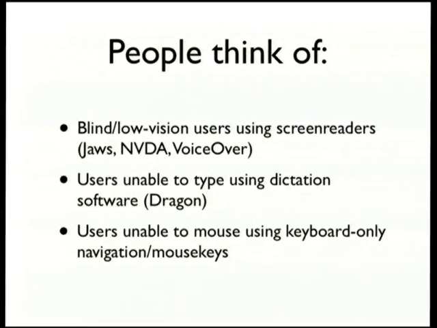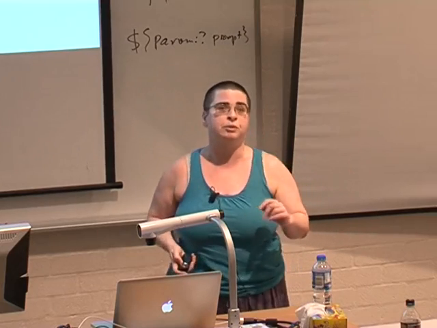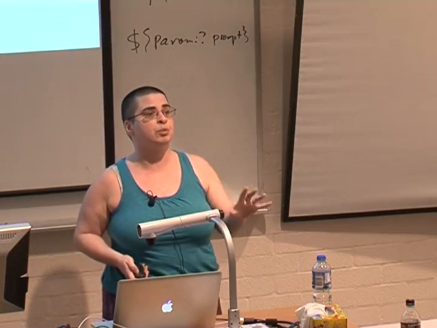Then there are people who can't type. If you blow your hands out with carpal tunnel syndrome or other RSIs, you start using dictation software. Dragon is pretty much the name in that field: Dragon NaturallySpeaking, Dragon Dictate. Or people who are unable to use the mouse use keyboard-only navigation, the mouse keys. You can go anywhere from just using the tab key to move through form fields all the way up to setups where you can make your keyboard function entirely as a mouse.